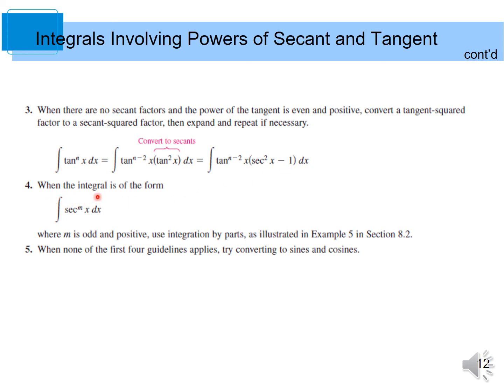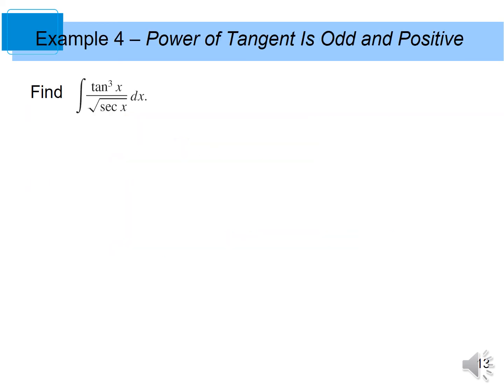When the integral is of the form, just integrate the secant power to the m of x with respect to x, where m is odd and positive, use integration by parts. The last one, when none of the first 4 guidelines applies, try converting to sine and cosine. Look at this example.